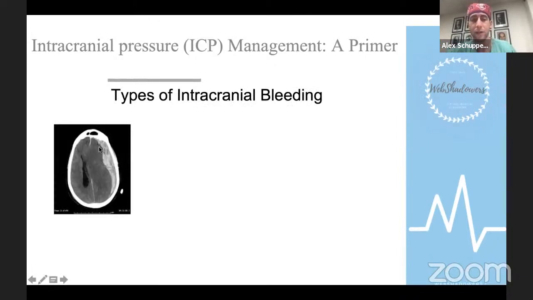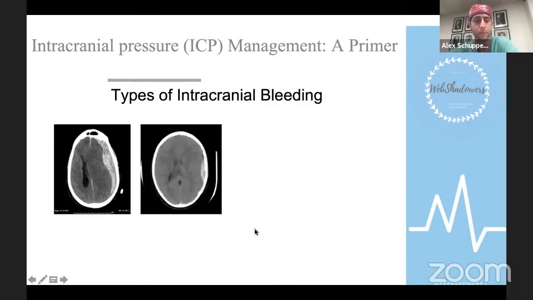So this right here is a subdural hematoma. If you guys can't see where it is, follow my mouse. All this bright stuff here, or hyperdense on CT, this is all blood. And this is not just blood, it's acute blood. It's blood that has not been there for very long, just a couple hours. This right here is an epidural hematoma.